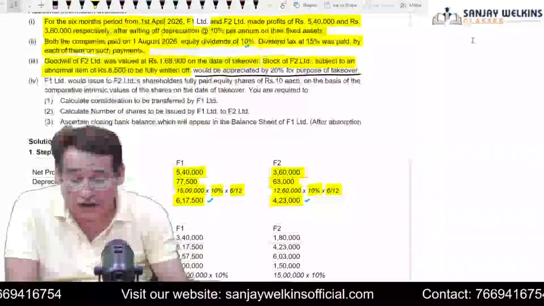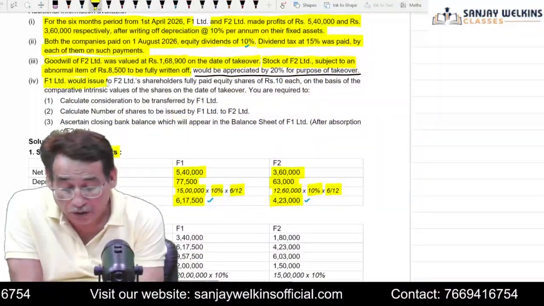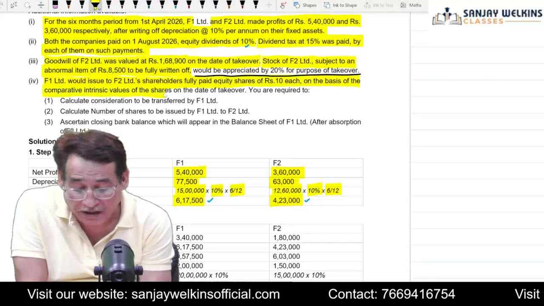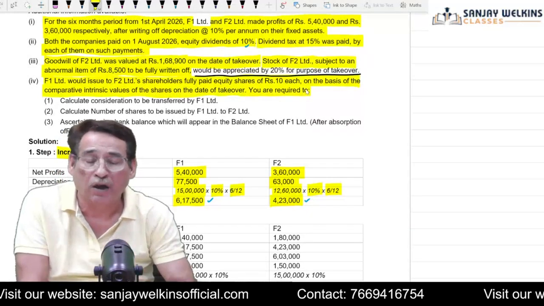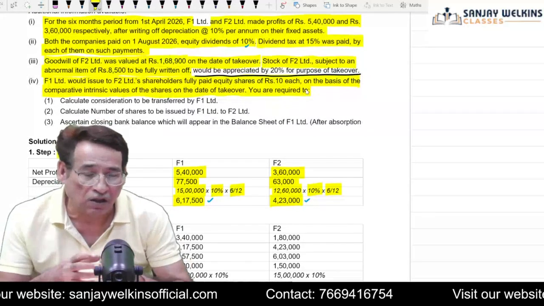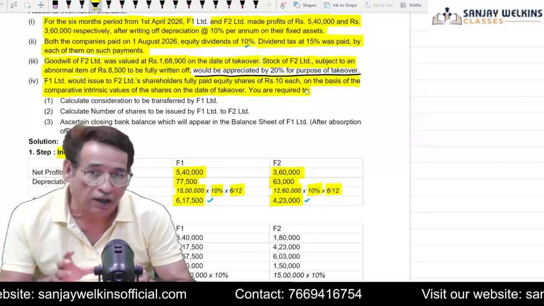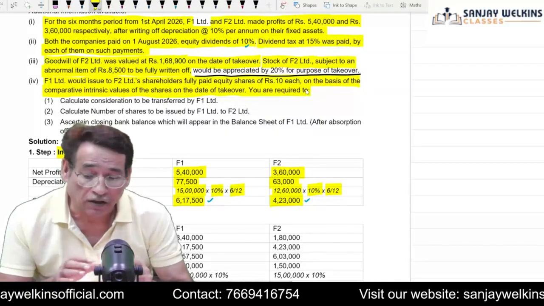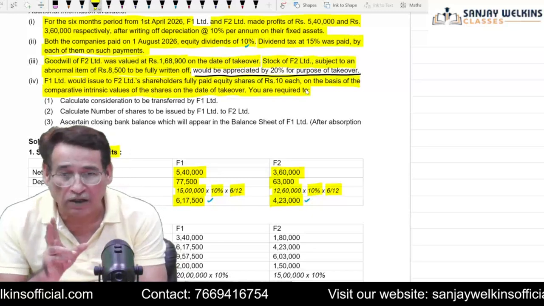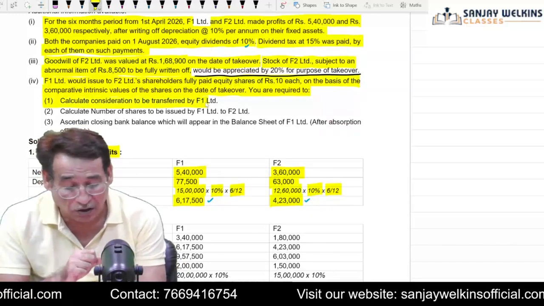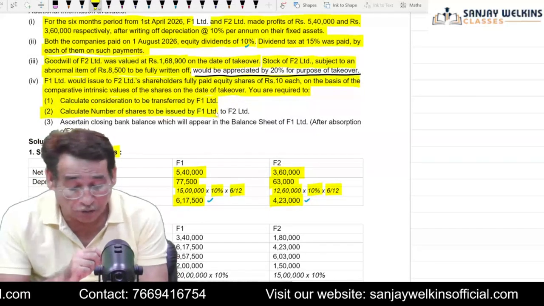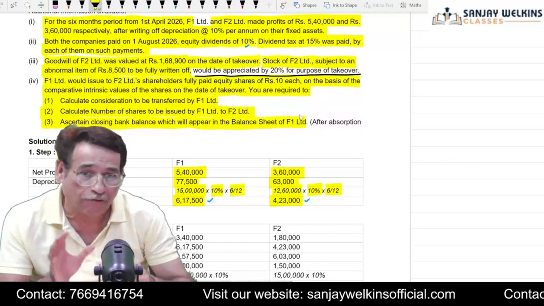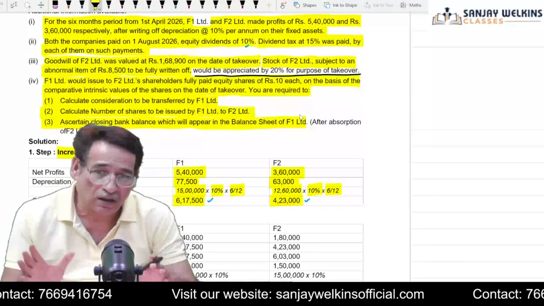Further, it is given that F1 Limited would issue to F2 Limited shareholders fully paid equity shares of 10 each on the basis of comparative intrinsic value of shares on the date of takeover. So that means purchase consideration will be discharged by way of shares, but how many shares the purchasing company will have to deliver to the acquiree entity will be decided through intrinsic value. Three demands of the question are there. One, calculate the consideration, correct? Number one, calculate the number of shares to be issued by F1 to F2 and ascertain the closing balance which will appear in the balance sheet of F1 Limited after the absorption. So this is the demand of this particular question.